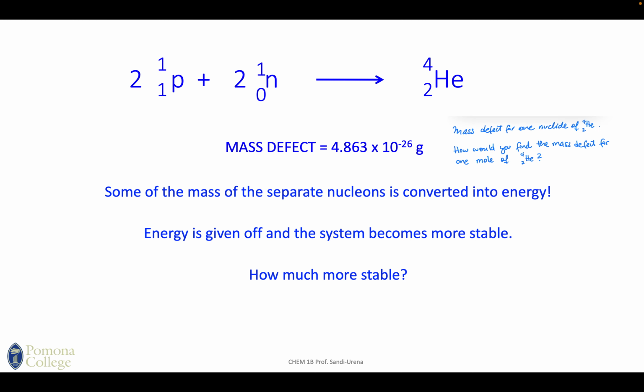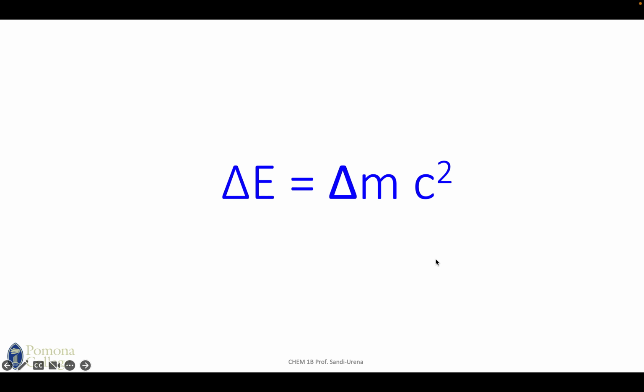Before we move on, just as an exercise, you may want to find the mass change or mass defect for a mole of helium. Because here what we have is just 2 protons and 2 neutrons to form 1 nuclide of helium. But what would be that value if instead of just 1 isotope, 1 particle, we had 1 mole of particles? Just a conversion exercise.